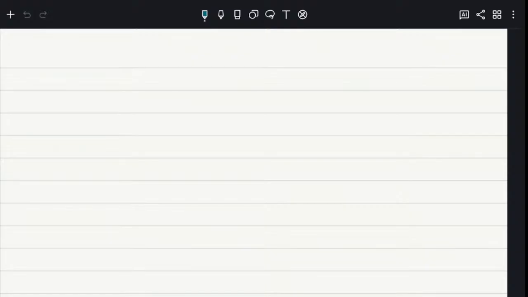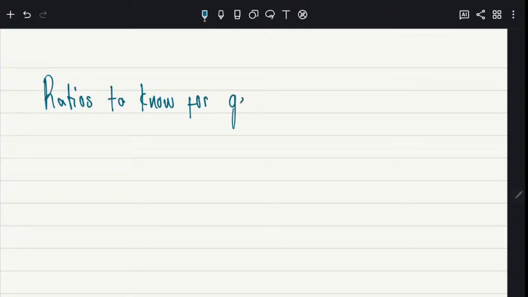These are ratios that you must know. Let's write a heading. Somebody write a heading to say ratios to know for genetics. Can you write it? Ratios to know for genetics. Okay? Ratios that you gotta need to know.